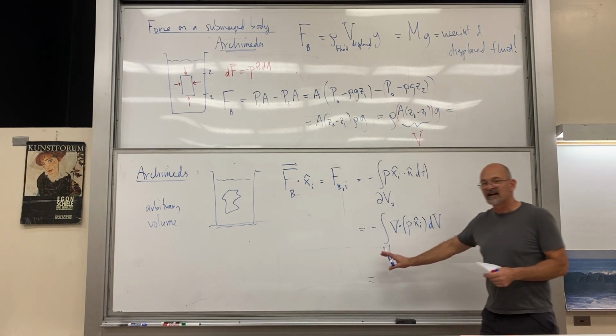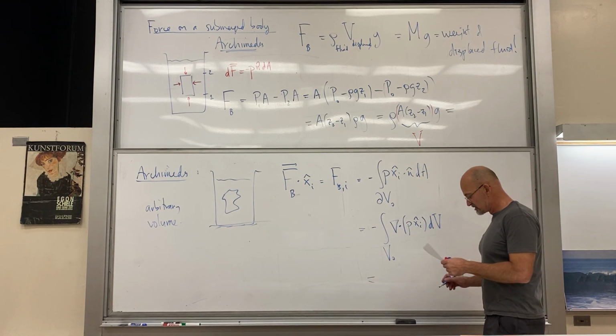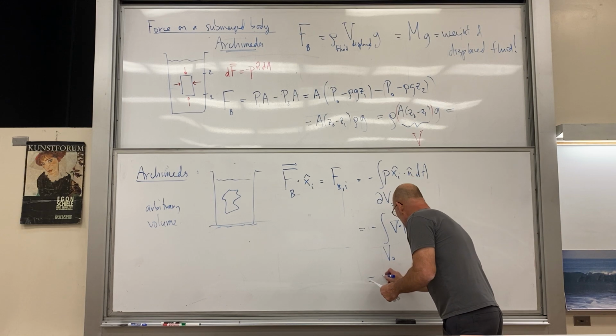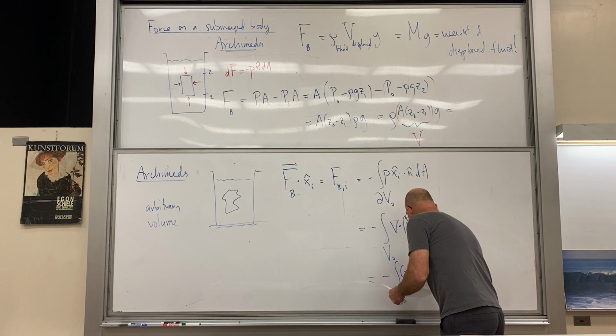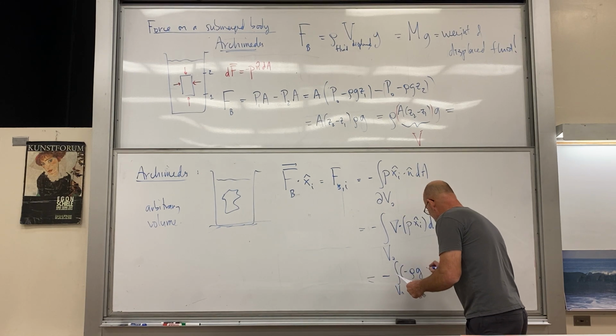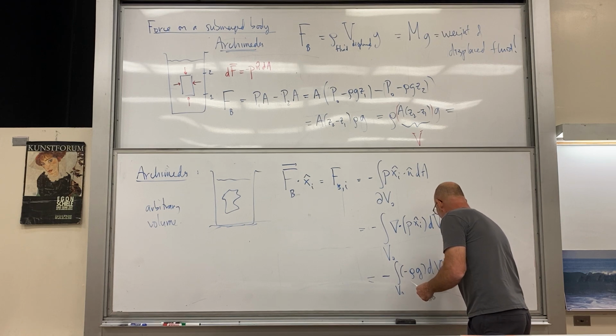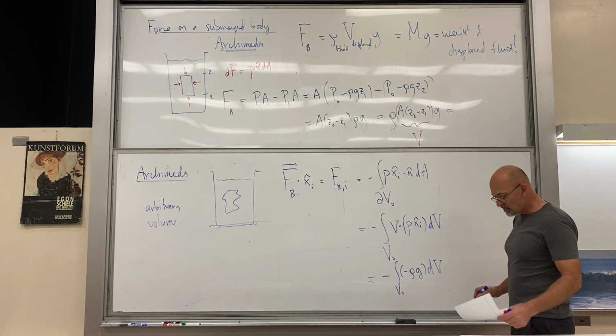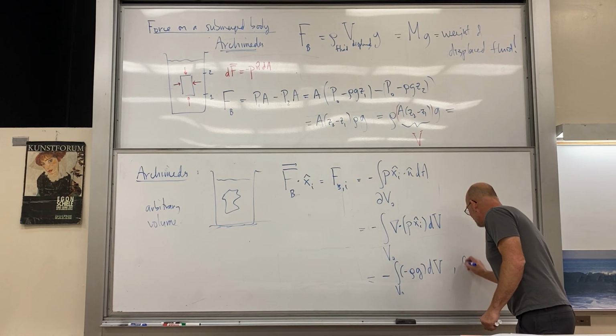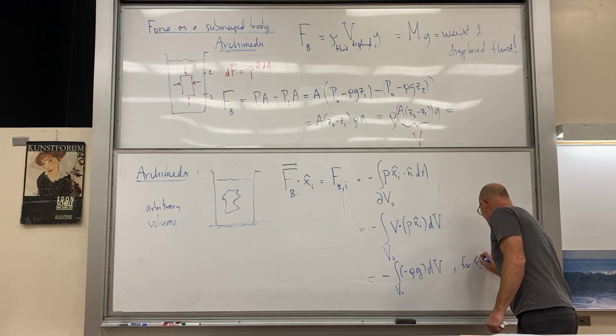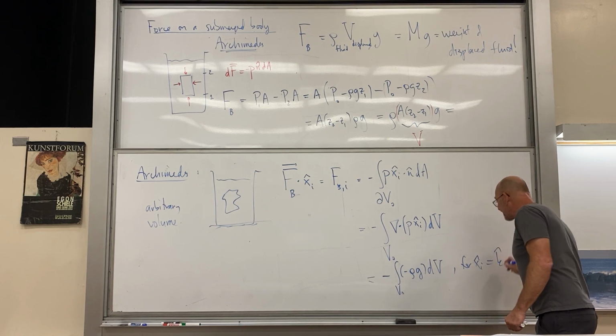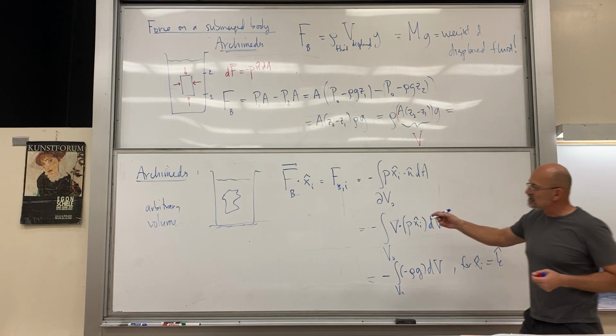And yeah, I had that identity up on the board last time. So I'm just going to go to what we get: negative over V0, negative rho g d volume. And this is the one for x, i hat is equal to k hat, which we're calling the z direction here, okay?